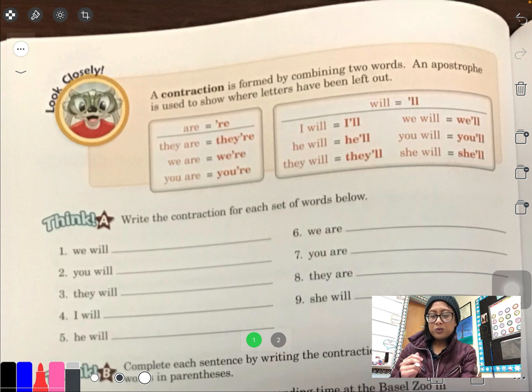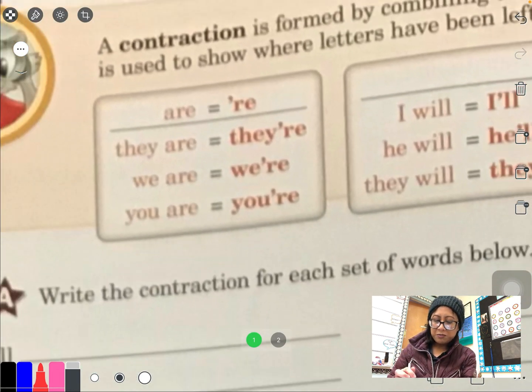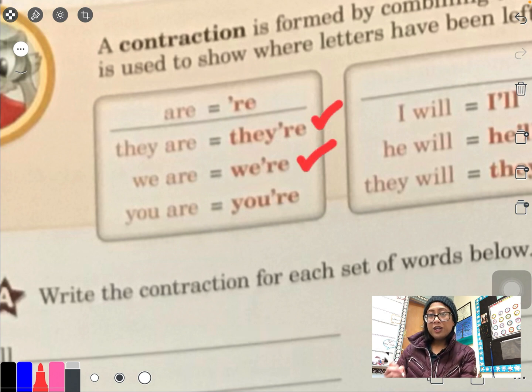Now, we use contractions to make words one word. We combine two words to make one. We usually do this when we want to write fewer words, or speak fewer words. I'll let you know now, when you get to college, which is far, far away, you can't use contractions that much when you write. But when you're speaking in everyday conversation, or even when you're writing to a friend or in your journals, contractions are cool. So here, these contractions mean are, and you have an apostrophe re. They are equals they're. We are equals we're. You are is you're.